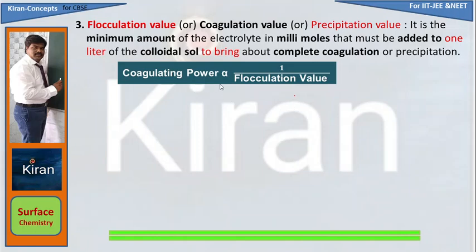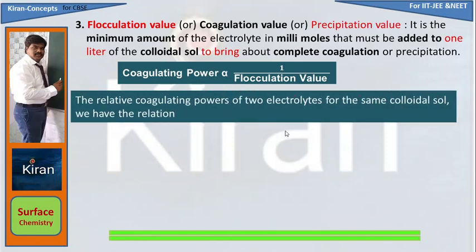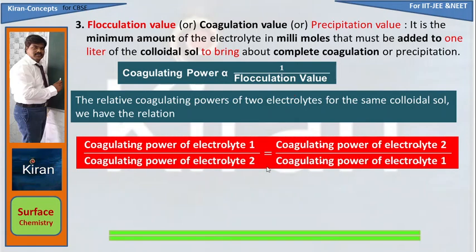Coagulating power is inversely proportional to flocculation value. When coagulation increases, flocculation value decreases. The relative coagulation power of two electrolytes for the same colloidal salt: coagulation power of electrolyte 1 divided by coagulation power of electrolyte 2 is equal to flocculation value of electrolyte 2 divided by flocculation value of electrolyte 1. Just E1 by E2 is equal to E2 by E1.